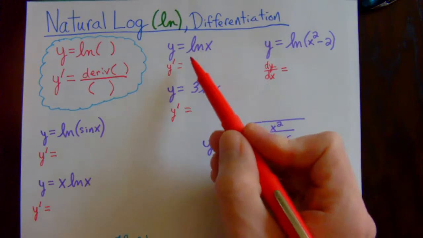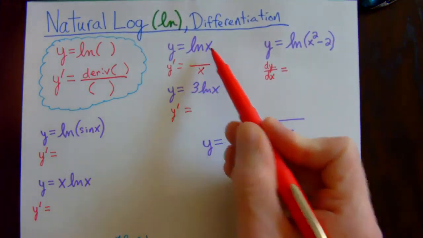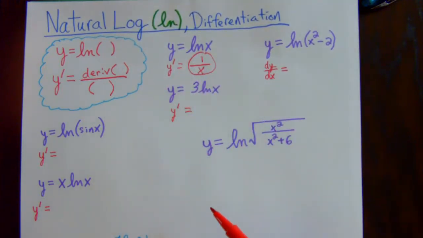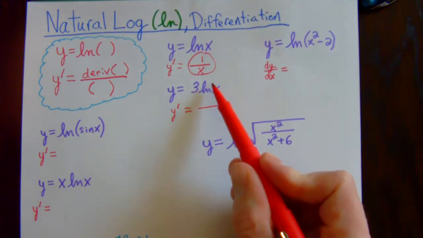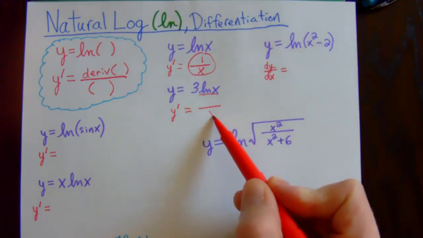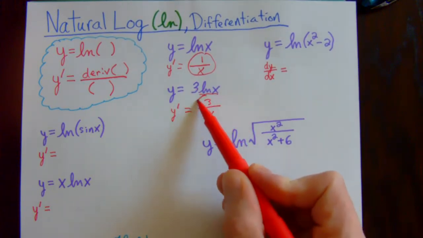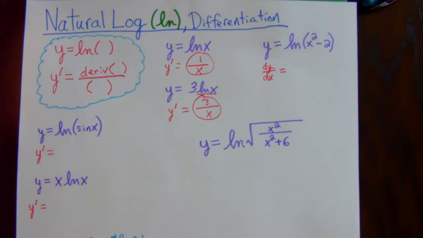So if you have y equals the ln of x, you're just going to go 1 over x, and then times the derivative of x, which is just 1, and then you're done. If you have a number in front, so if I have 3 ln of x, the derivative of the ln part is 1 over x times the derivative of x, which is 1, but then you're timesing it by 3. So if you have 5 ln of x, it's just going to be 5 over x. So the derivative of ln of x is just 1 over x.